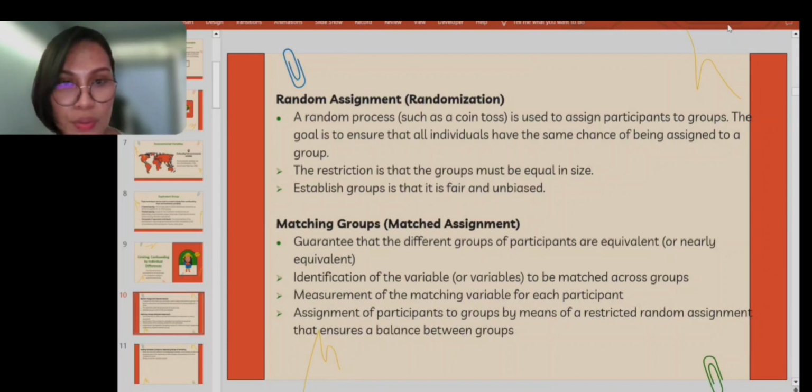Matching groups. So, guarantee that the different groups of participants are equivalent or nearly equivalent. So, identification of variables to be matched across groups, measurement of matching variables for each participant, assignment of participants to groups by means of restricted random assignment that ensures balance between groups.